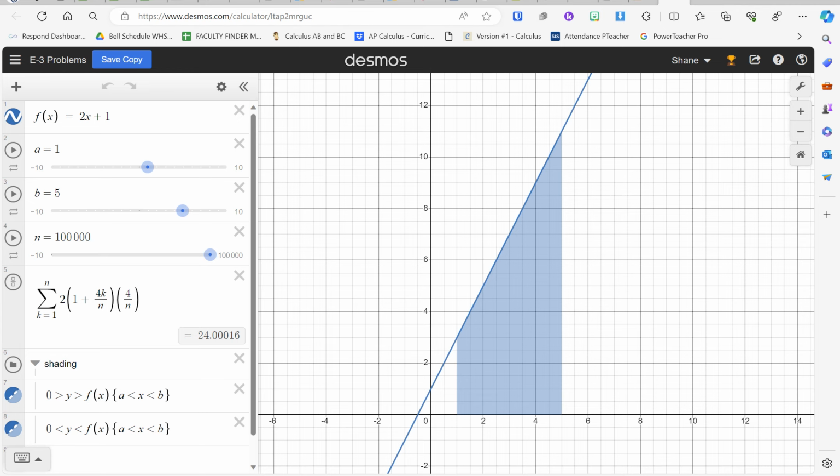The actual integral value is 24. This comes out to 24.00016. That's because you're only doing the sum from 1 to 100,000. The integral is the limit as n goes to infinity. 100,000 is a big number, but it's not anything compared to the limit as n goes to infinity. So that's what's going on there.